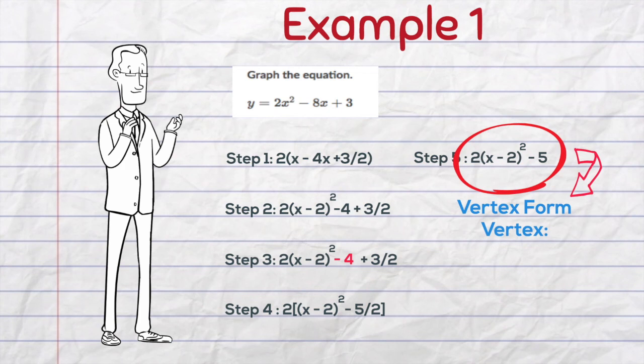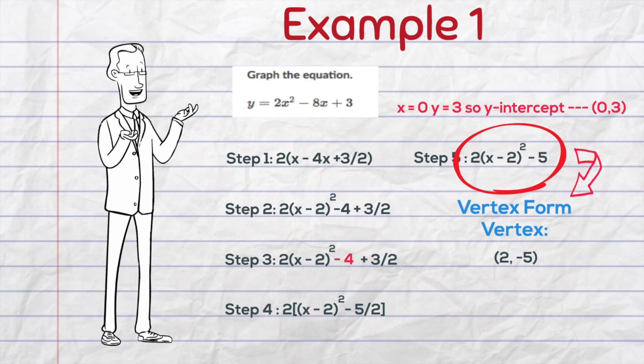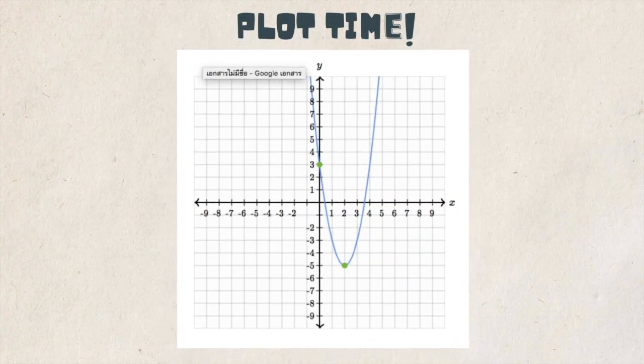So now we can identify the vertex as the coordinates h, k, so the coordinates 2 and minus 5. Then we substitute x equals 0 to find the y-intercept. We get coordinates 0 and 3 as our y-intercept. We plot the y-intercept and vertex on the graph and draw a curve passing through both points, upward because our a is positive for this equation. Then we get our parabola.